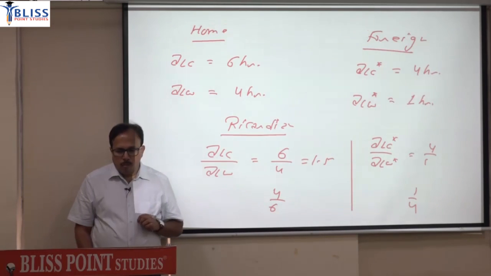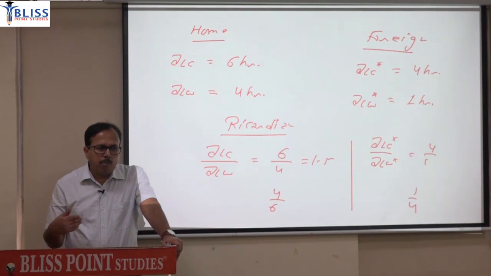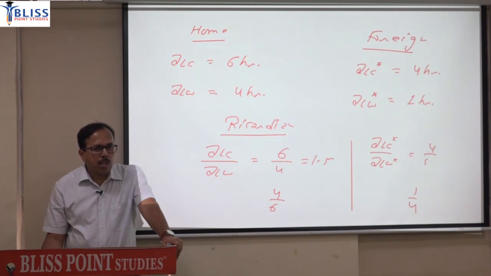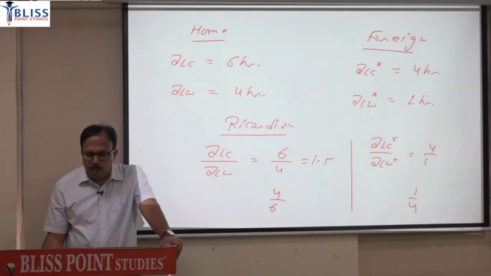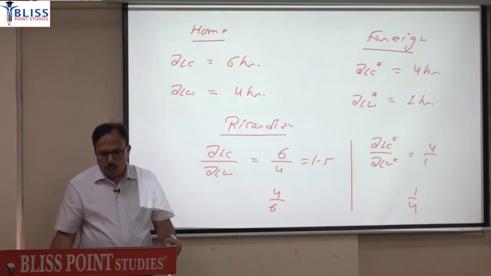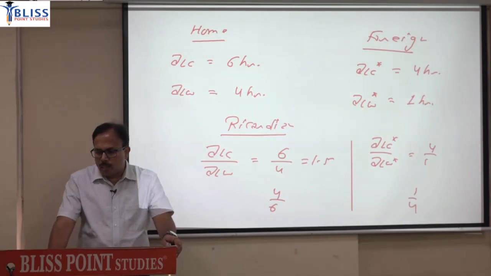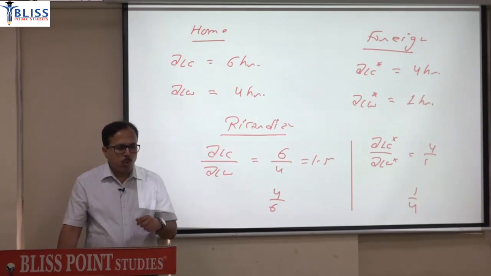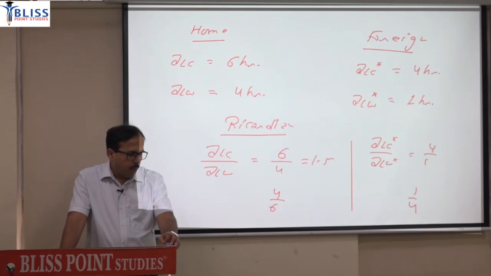In that sense, a Ricardian model overcomes the limitation of absolute cost advantage theory given by Adam Smith.